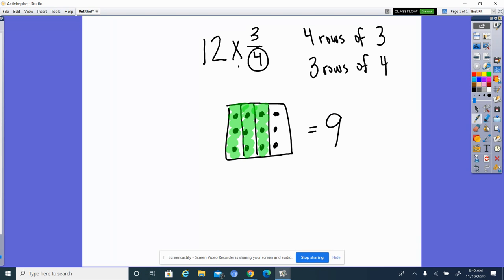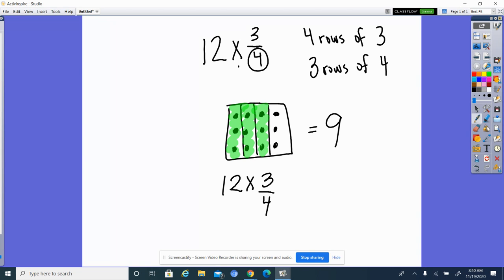I'm going to show you the algorithm. Remember, I like to teach you different strategies so that you can choose which one your brain wants. Okay, so if I have 12 times 3/4, what is this number right here? 12. It's 12 wholes, right?